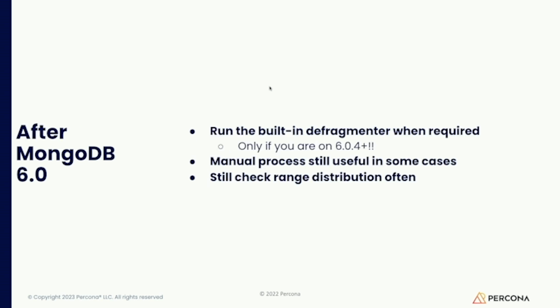And if you are already in Mongo 6, you can rely on this built-in defragmentation tool if you want. Although I still like to have my own scripts because you have more control of what happens. You can throttle if you want, sleep every now and then, and so on. Remember to only run this command if you're in 6.0.4 or newer. And check the distribution often, because even if you fix it, maybe 6 months from now, the problem can manifest itself again.